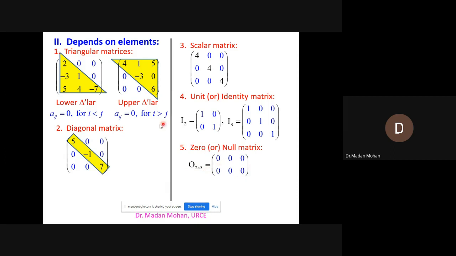These are the types of matrices using the entries: lower triangular, upper triangular, diagonal matrix, scalar matrix. If the scalar is 1, we call it a unit matrix. If these are also zeros, we call it a zero matrix. If you observe, never say a rectangular matrix is triangular. Triangular, diagonal, scalar, unit, all these are square matrices only. We use these words only for square matrices, whereas a zero matrix can be square or rectangular.